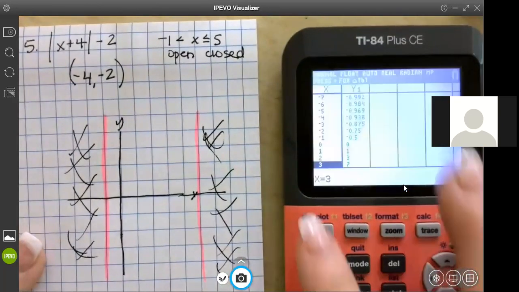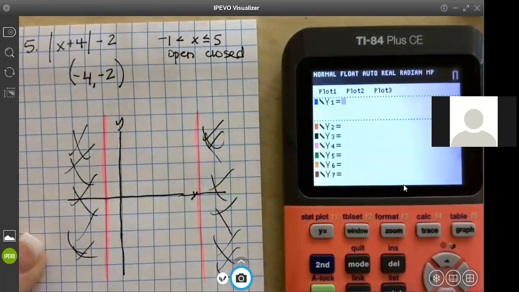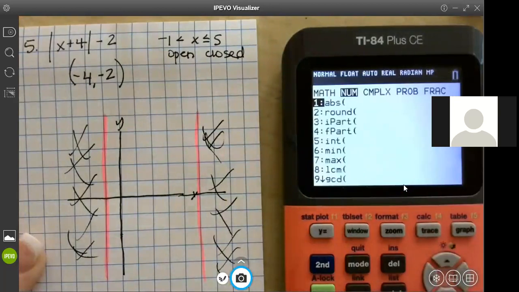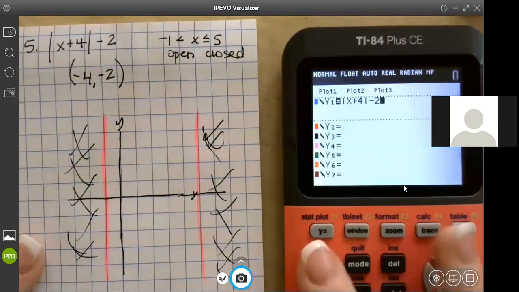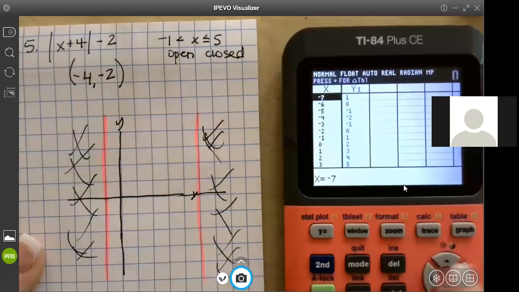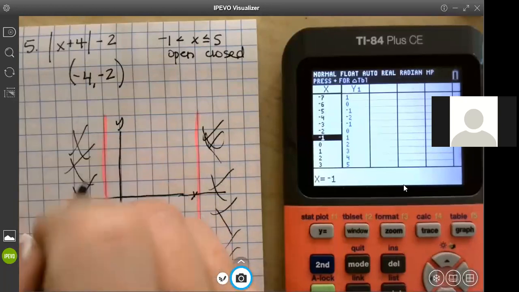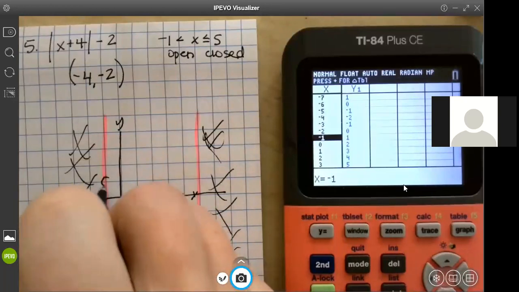We're going to put our function in. To do absolute value, go to math and num, and you get your absolute value bars. X plus 4, you hit the over key to get outside of it, and -2. We're going to look at our table, and remember, we want to start at -1. Our coordinate is -1, 1, and it is open.